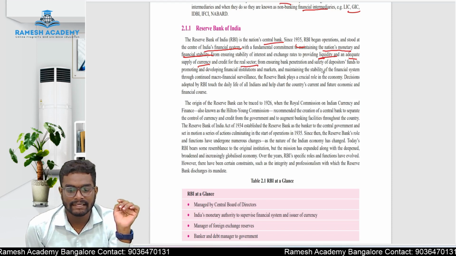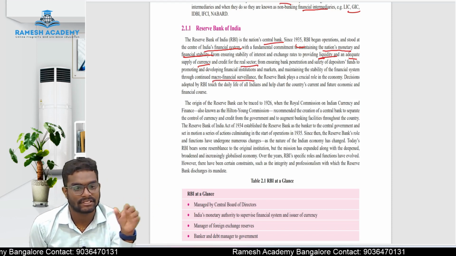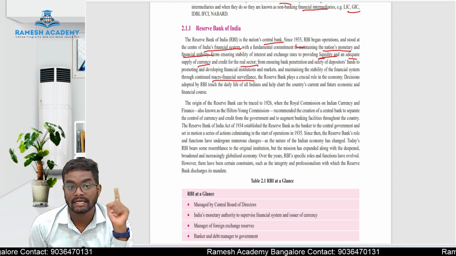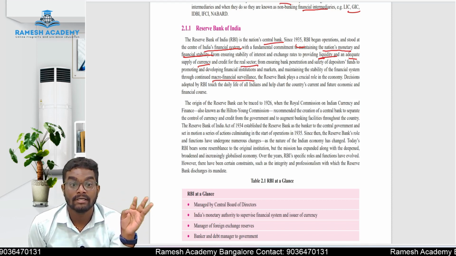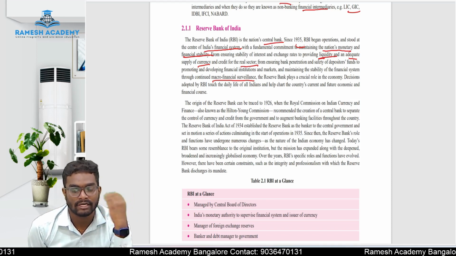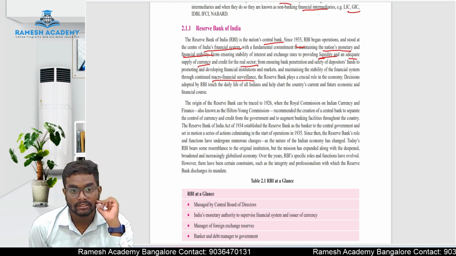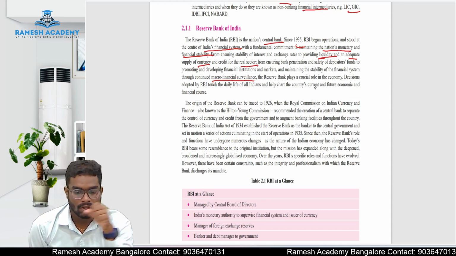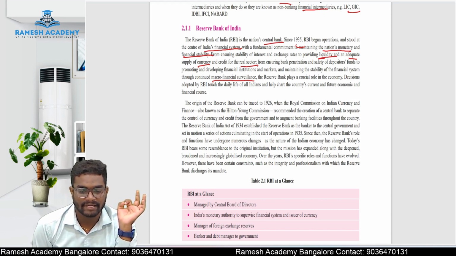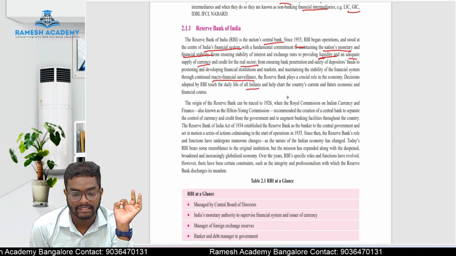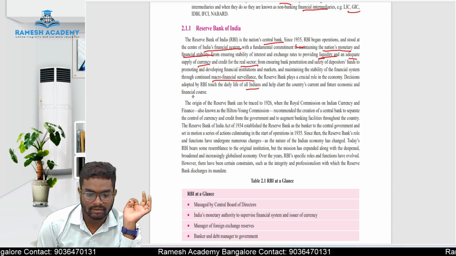And they maintain stability in the financial system through continued macroeconomic surveillance. They have certain surveillance methods. Example, cash reserve ratio, statutory liquidity ratio, repo rate, reverse repo rate. You would have heard in the newspapers that the repo rate is increased, CRR is increased. It will have a direct impact on the economy itself. RBI plays a crucial role in the economy. Decisions adopted by RBI touch the daily life of all Indians and help chart the country's current and future economic and financial course.